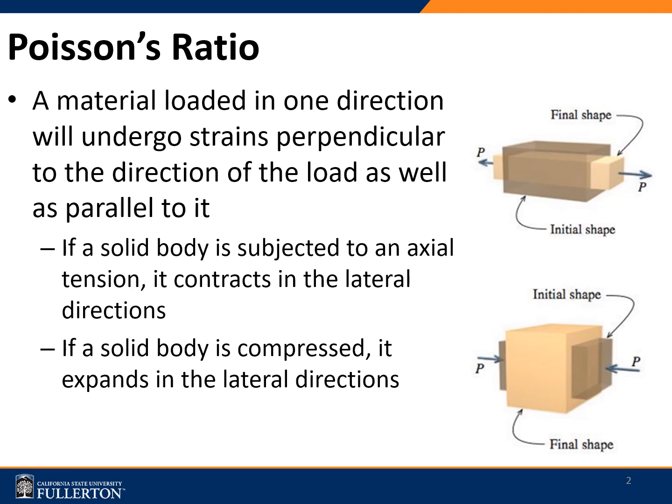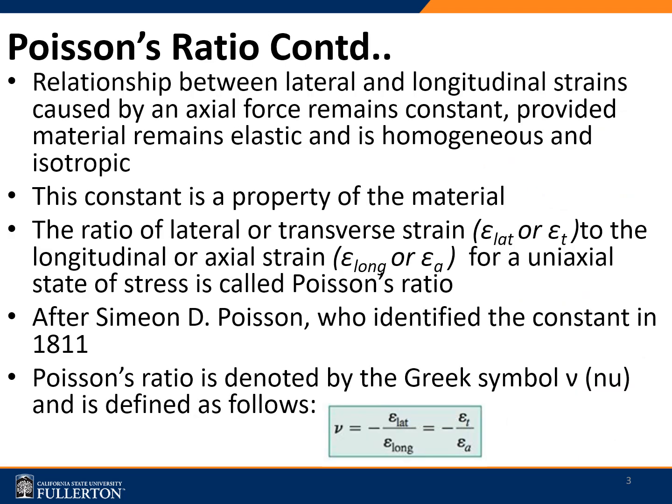Naturally, when one side is elongated, the other two sides compress. And on the other hand, if you compress one axis, the other two sides expand. So what we see here is two kinds of strains. One is a lateral strain and another one is called the longitudinal strain.